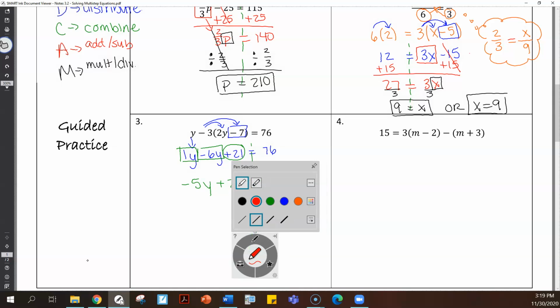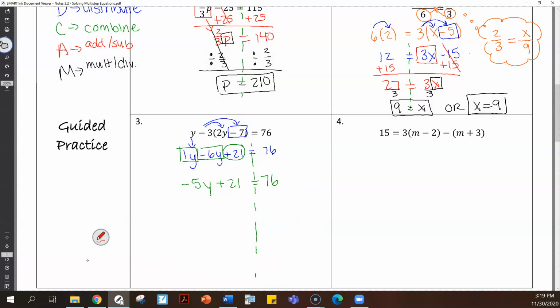Once I've done that, I'm going to get my variable term alone. My variable term is -5y. Y is my variable, everything connected to it, which means I need to get rid of this 21. I'm going to undo the adding by subtracting, and I have to do that on both sides. -5y comes down. My 21s are going to reduce to 0. 76 minus 21 is going to give me 55.